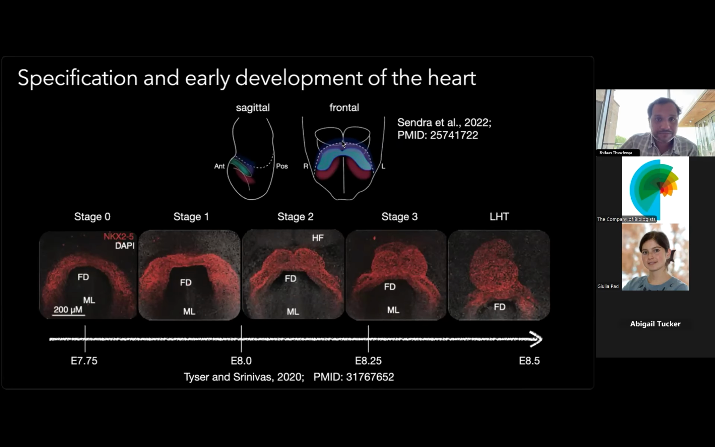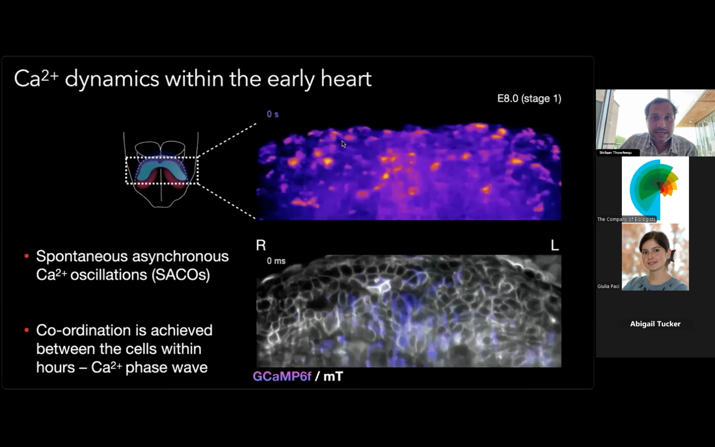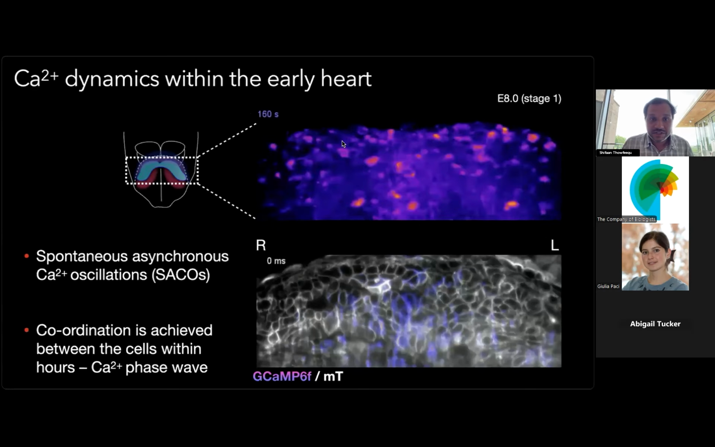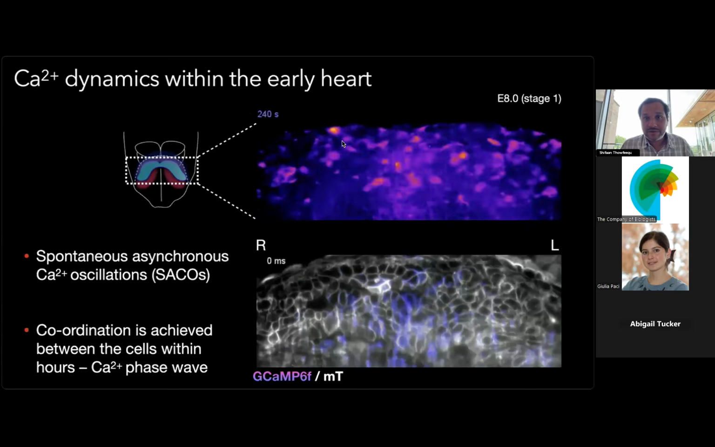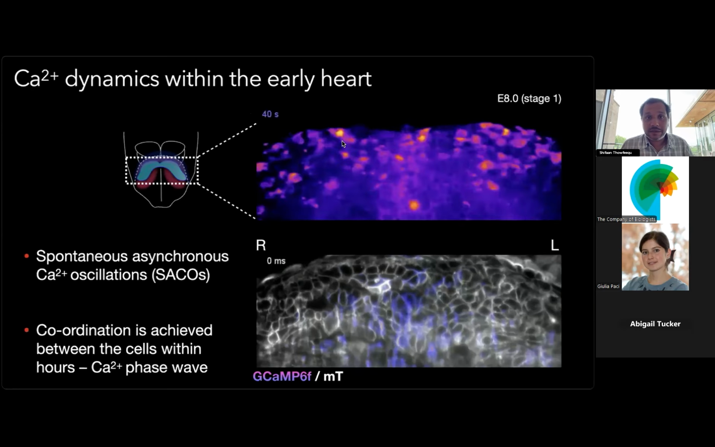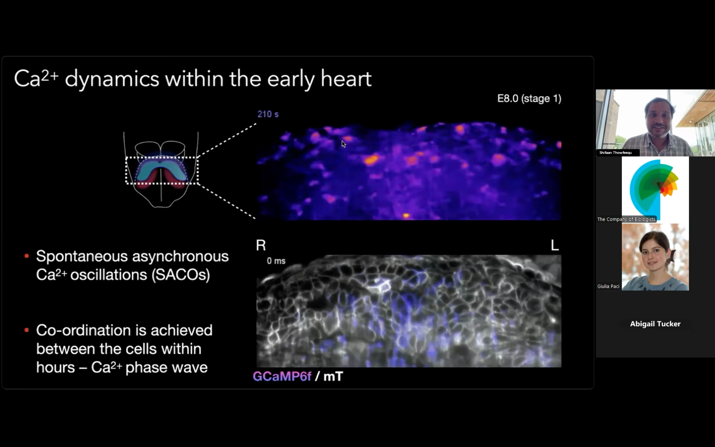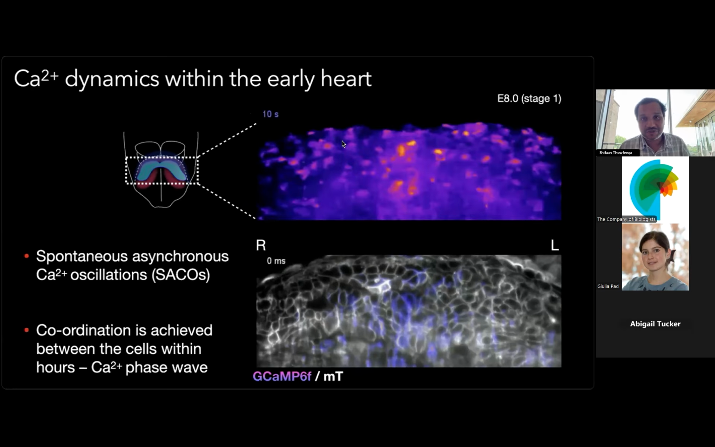So what do we see? What we see is that as cells of the mesoderm march in to populate the cardiac field, they continue to have these oscillations. And this was in fact described by Richard Tizer and Antonio Miranda when they were in the lab, and they termed it spontaneous asynchronous calcium oscillation, so SACOs for short.